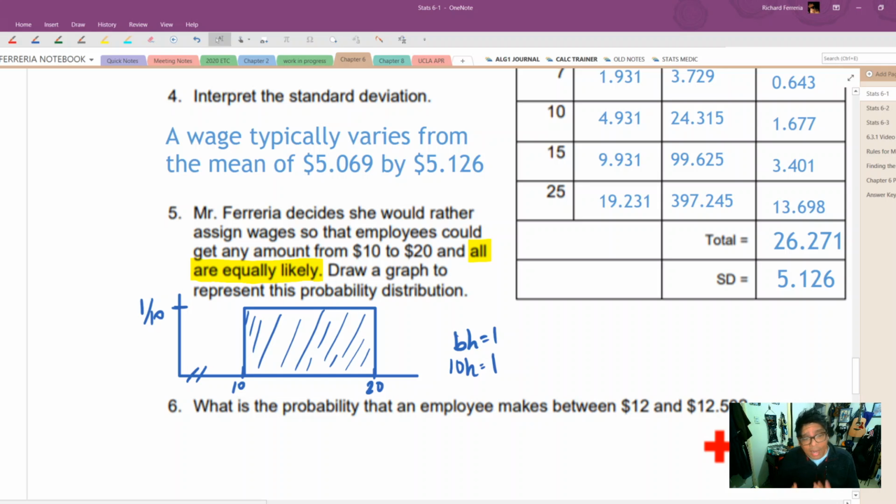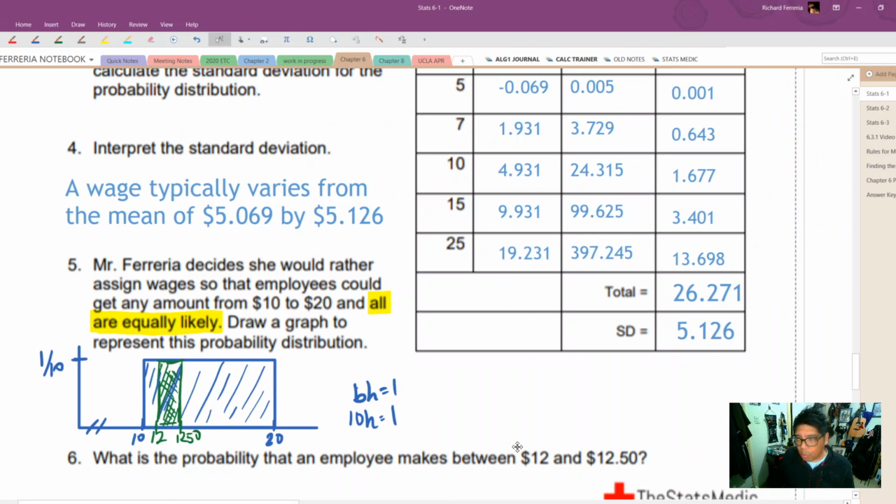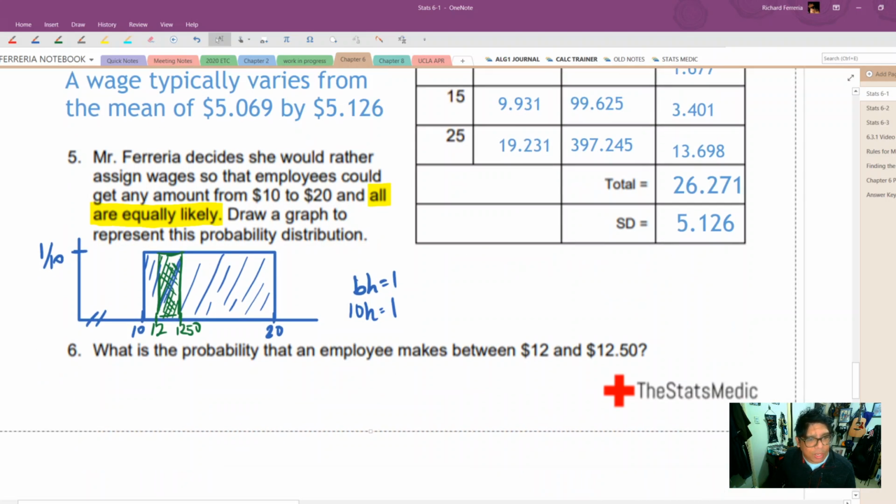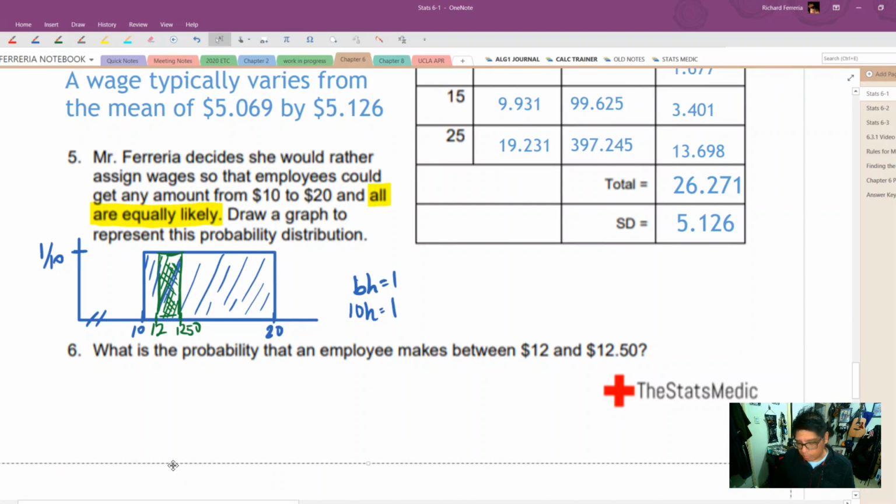Now that we have the height is 1/10, if we want to find any probability, we just need to locate the correct region and find the area of that region. So for number 6, when it says what's the probability that an employee makes between 12 and 12.50, we end up looking at this green rectangle right over here between 12 and 12.50. Well, what is the area of that green rectangle?